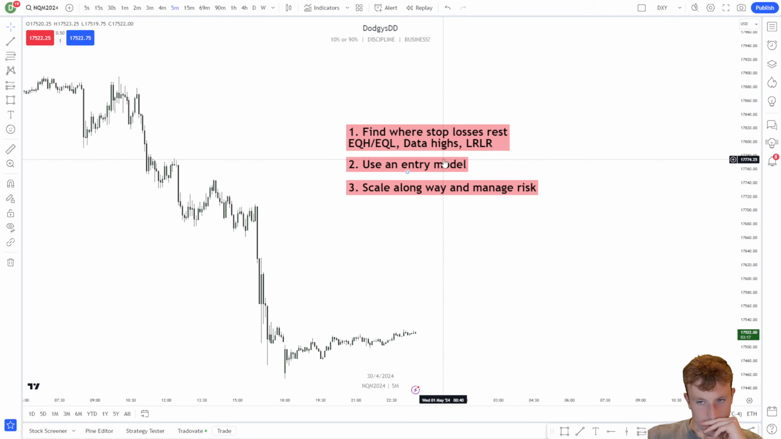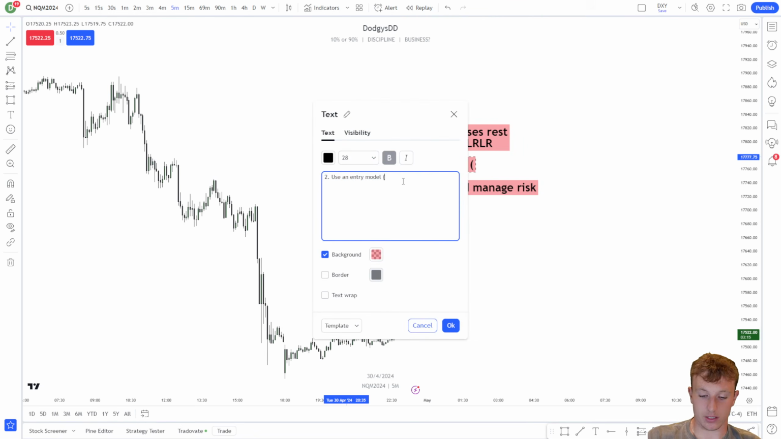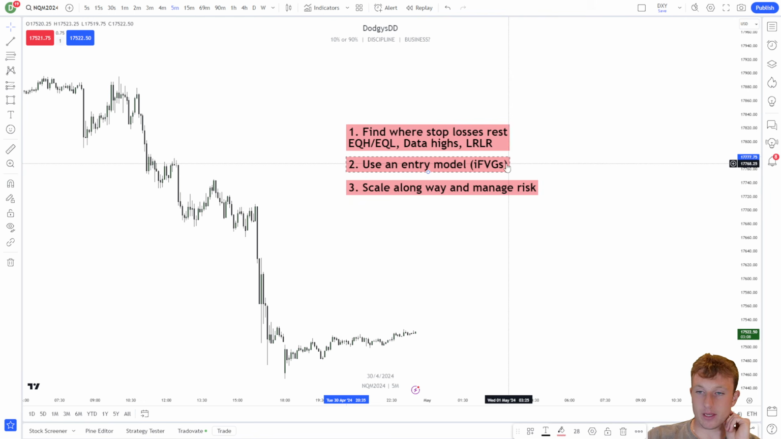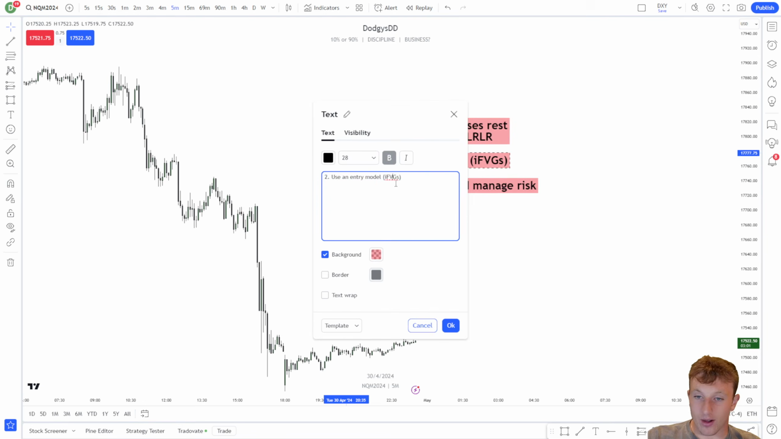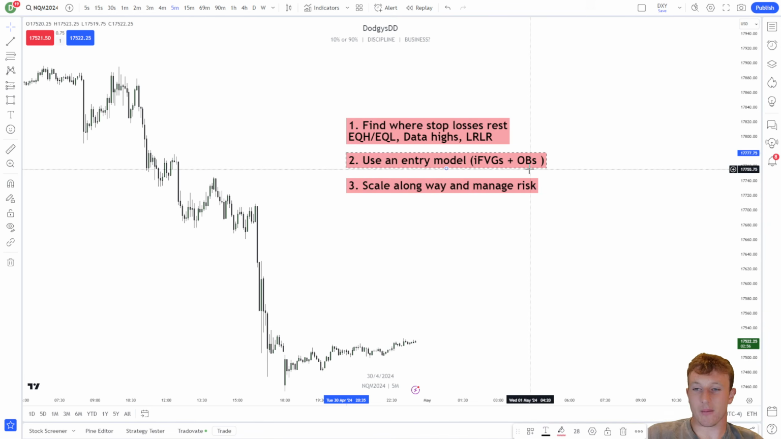So my entry model is IFVGs. I'm just going to write what I do. Your entry model could be breaker blocks. It could be mitigation blocks, which I do not recommend using. It could be order blocks. It could be order blocks combined with IFVGs. You can combine them. You could combine breaker blocks and IFVGs. There's so many opportunities. All right. So use an entry model and then scale along the way and manage your risk.